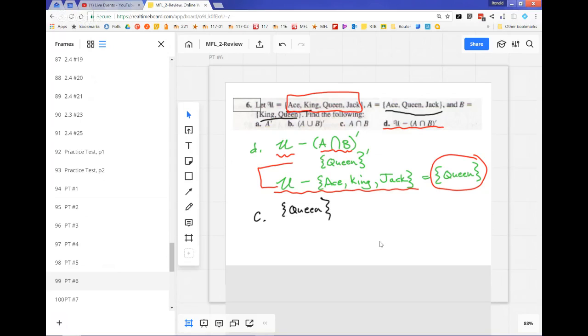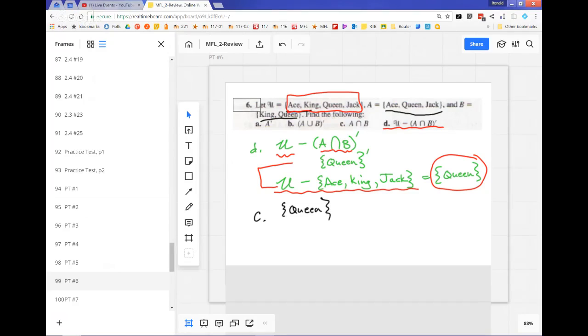So now I've finally got my problem on the bottom here. Take the universal set, underlined in red, and remove ace, king, jack. What do you have left? Queen. So queen is the answer to part D, the set with queen.